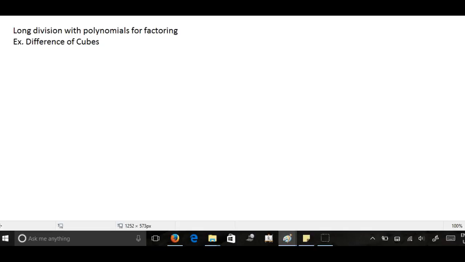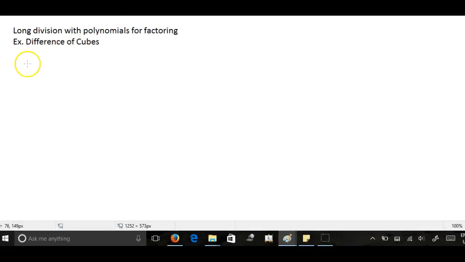Hi, so I'm going to create this video and just show how to do long division with polynomials for the purpose of factoring. In particular, I'm going to look at an example that is a difference of cubes. There are different ways to factor a difference of cubes. If you memorize how a difference of cubes factors by breaking it down to a standard pattern, then that's one way. But also we can do factoring by division. So let's have a look at that.